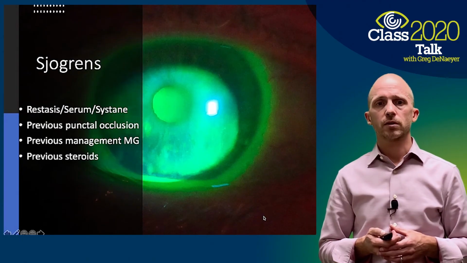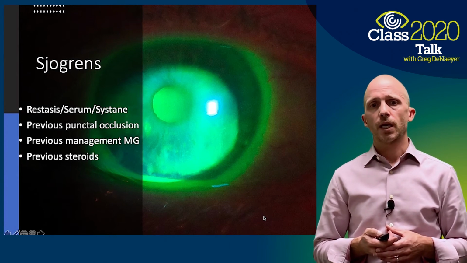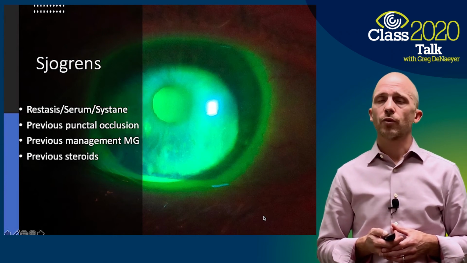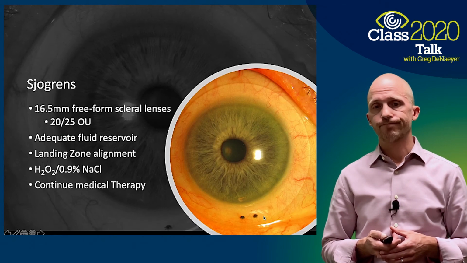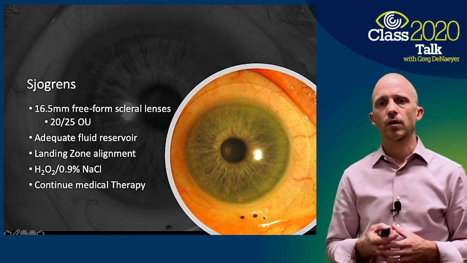Ophthalmologist, a cornea specialist. So she's been taking Restasis, autologous serum, and Sustain. She's had punctal occlusion, previous management of her meibomian glands, and previous steroid treatment. But still having trouble, so she was sent to me for scleral lens fitting.